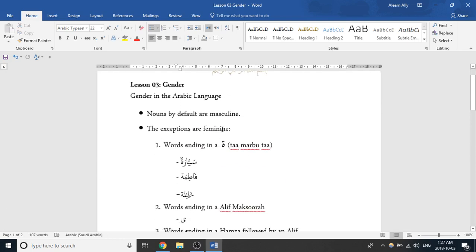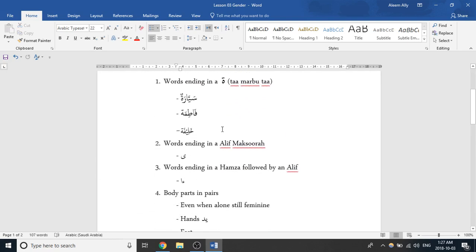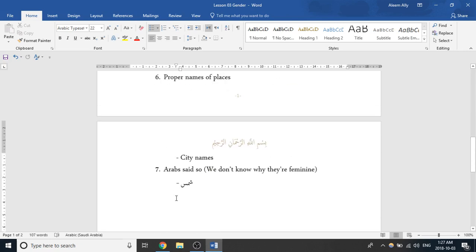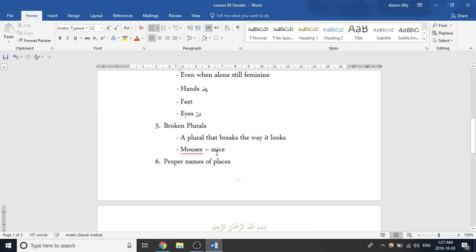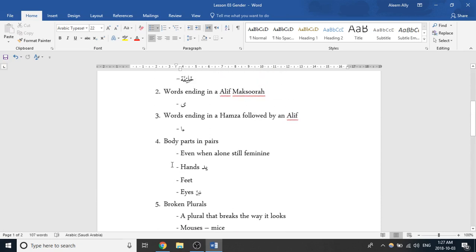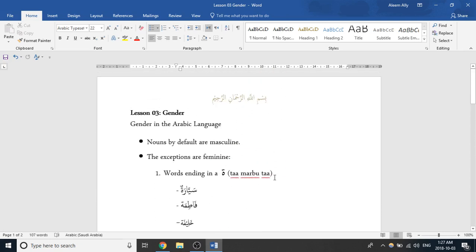So this is gender in a nutshell. For the 12th cam, you will have to find some time just to memorize these 7 points. They're pretty simple, actually. And when you start applying them, they stick with you pretty quickly. And yeah, that's gender in a nutshell.